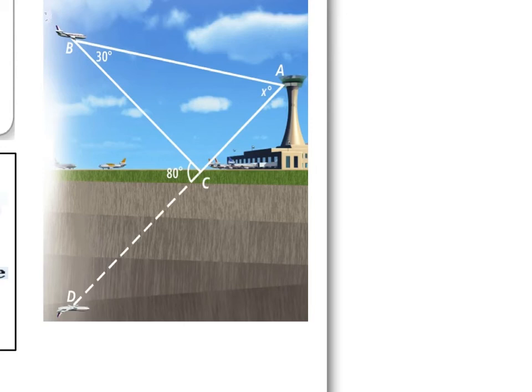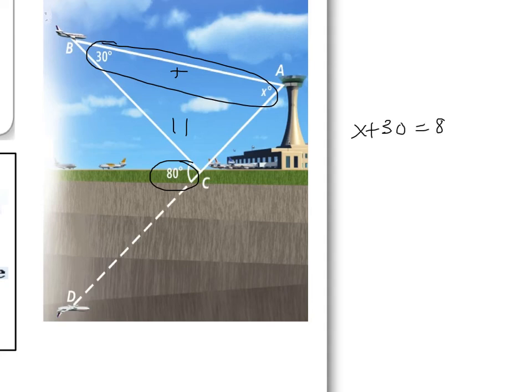There are a couple of ways to do this. You have an exterior angle and its two remote interiors, which are the furthest away. If I add those two, it equals 80. So X plus 30 equals 80, and if you solve that, X would be 50. That's the easiest way to see it.